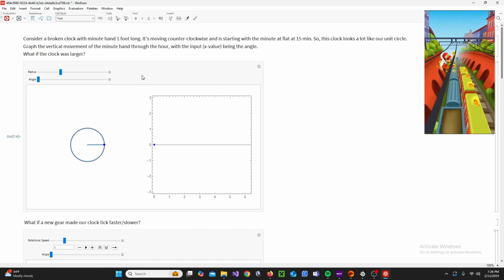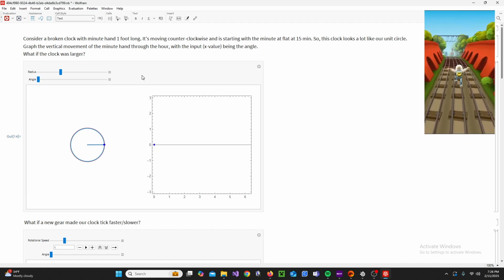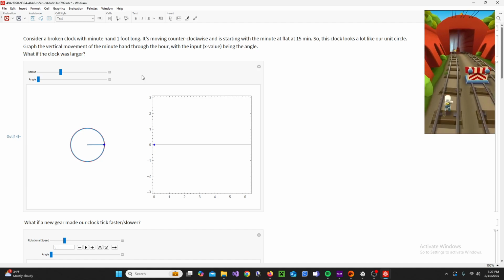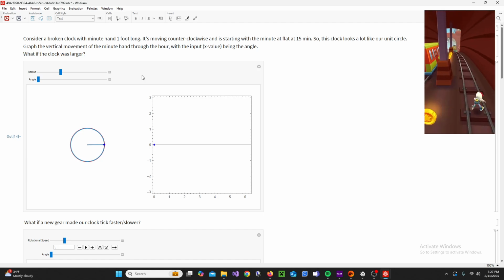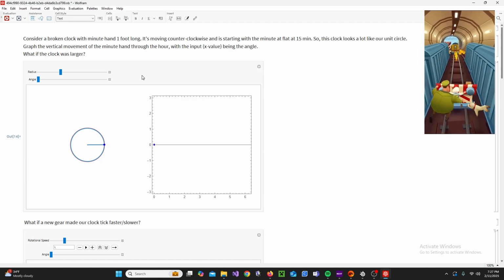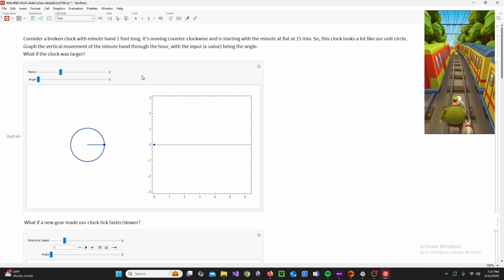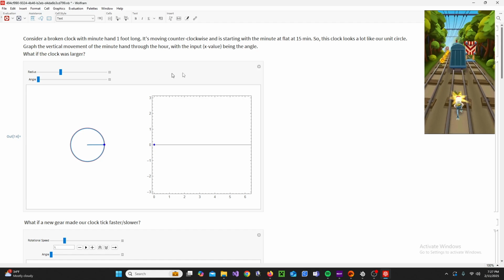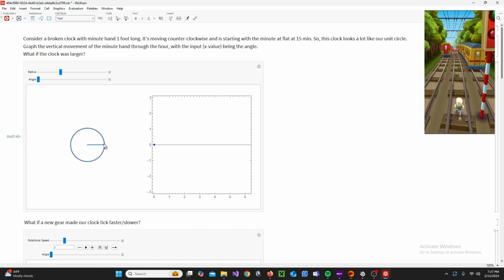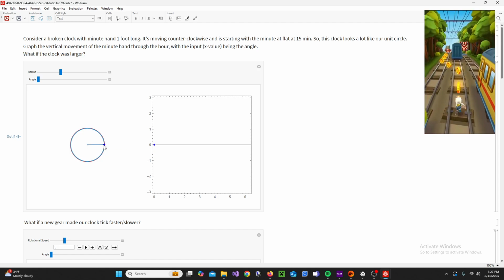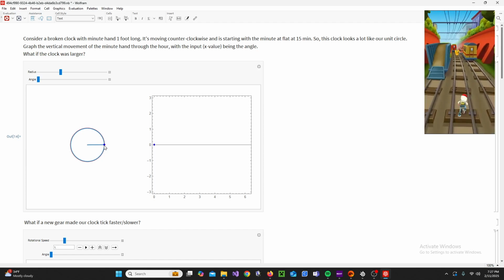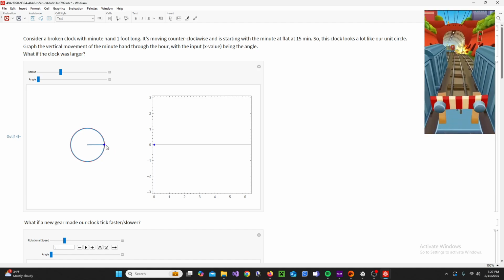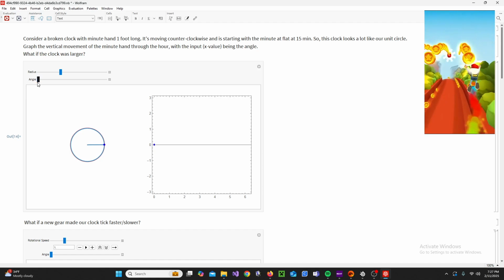Let's consider a broken clock with the minute hand being 1 foot long all the way to the edge. Now let's say it's moving counterclockwise and is starting with the minute hand flat at 15 minutes. All of that weird situation just to say, pretend our unit circle is a clock that starts where the unit circle normally starts, with the angle 0 being in centered position, just flat like that. And then let's say that our clock starts to move the same way that our angle starts to move, by going counterclockwise.